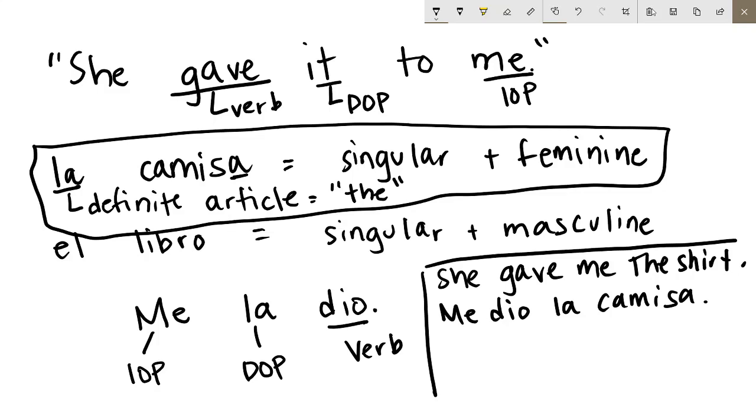Okay? So me is indirect object pronoun, but here, it's just the direct object. It's not a pronoun. It's just the direct object. It's what has been given. Okay? So, we can try one with a plural. So let me try. Let's get rid of this.